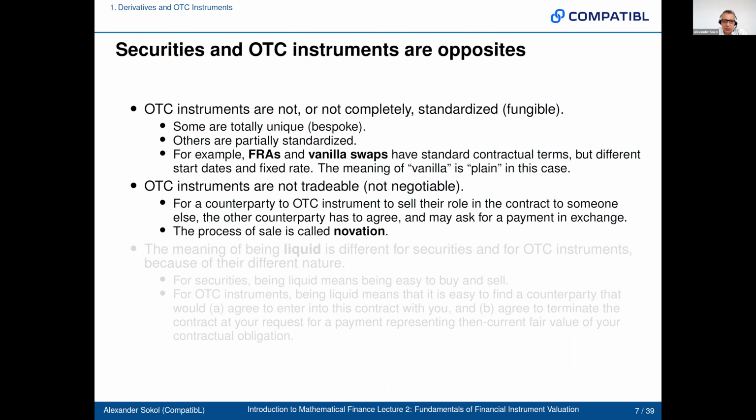Right? So in other words, a stock is fungible. OTC instruments are contracts between two specific parties. Unless specifically provided in the contract, you cannot just give your obligations to someone else. Sometimes the contract says that you can, but in most cases it doesn't. The process of doing so is called novation, but you need to agree with the other party if the contract doesn't allow it up front.